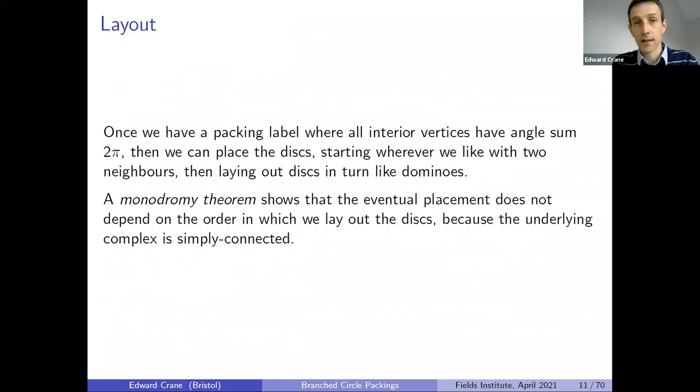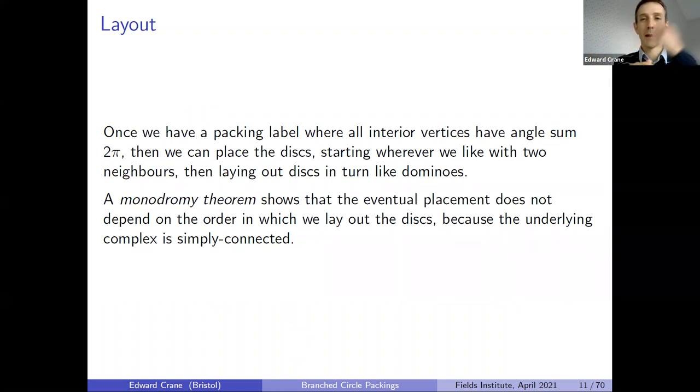So we get a limit packing label, and now we're going to lay out the disks. We know the radius of each disk in the hyperbolic metric. So let's start with two interior vertices, which are neighbors, and we'll just lay those out next to each other with the correct radii wherever we like in the hyperbolic plane.